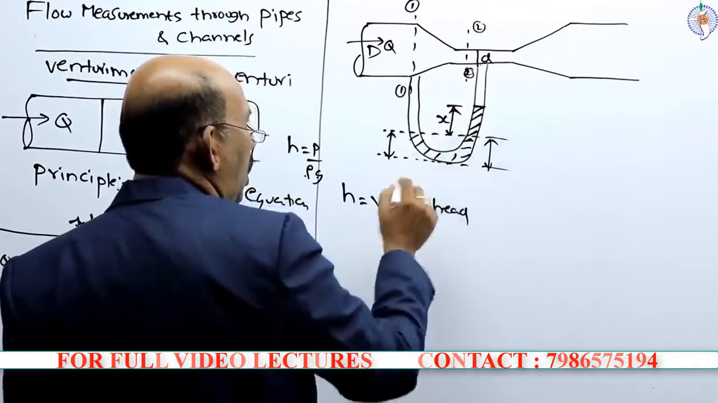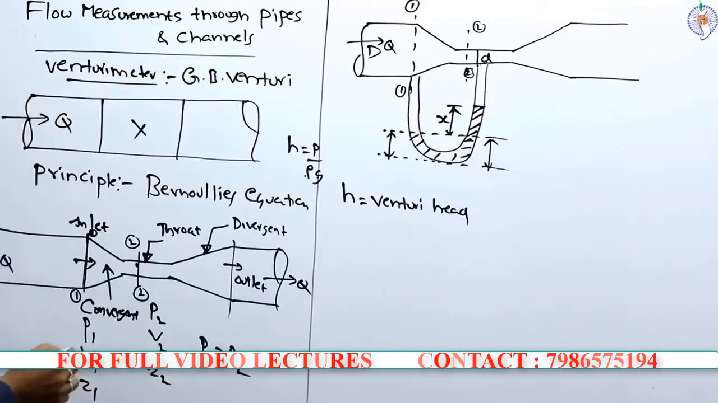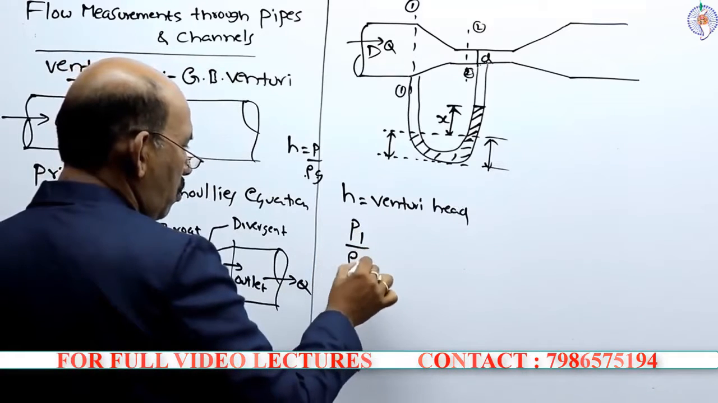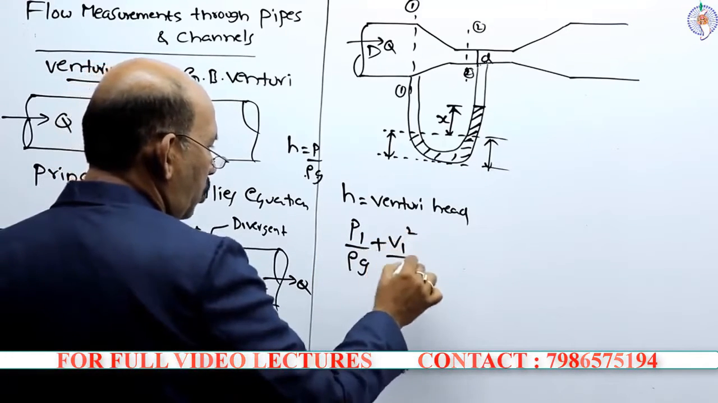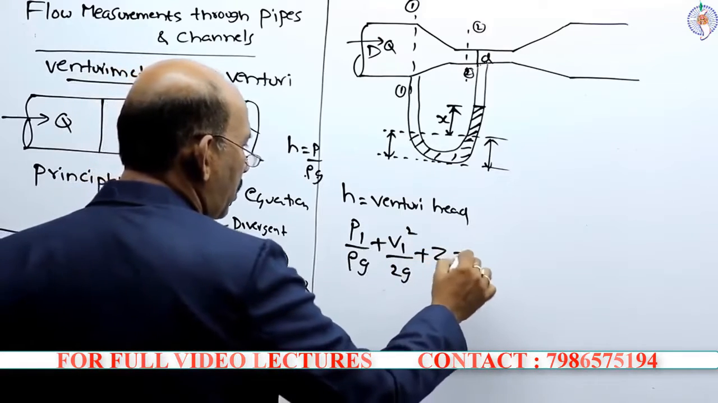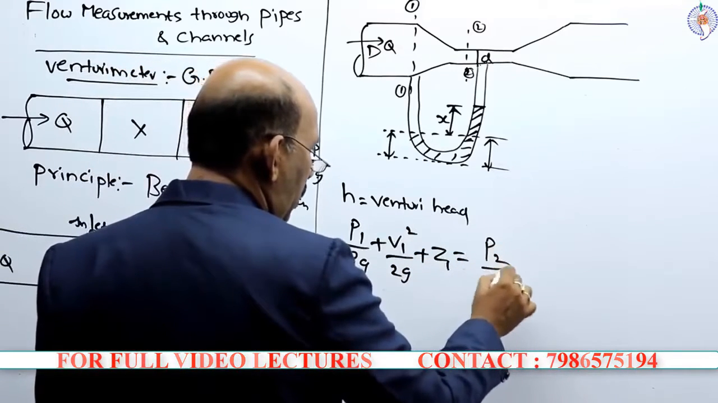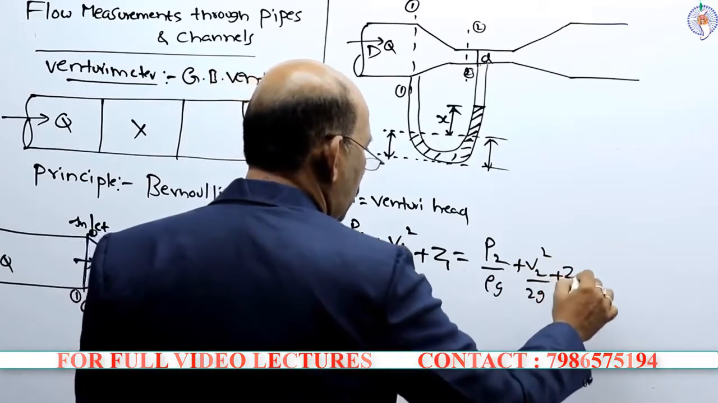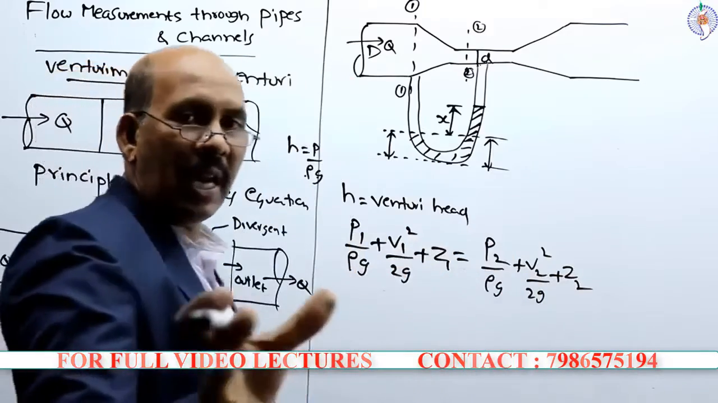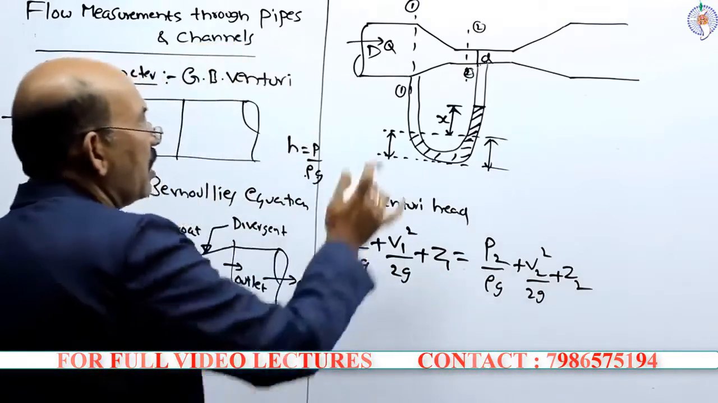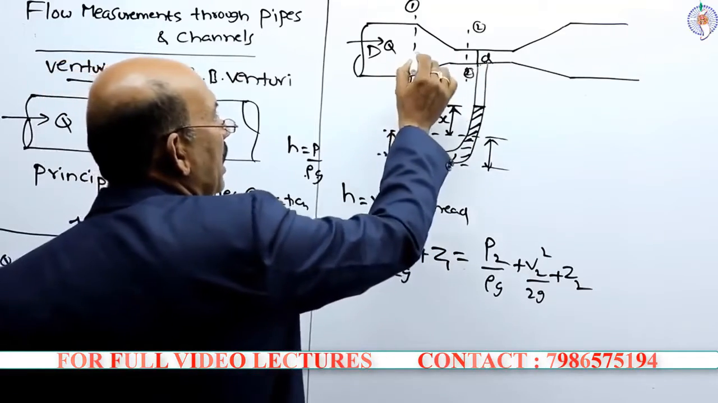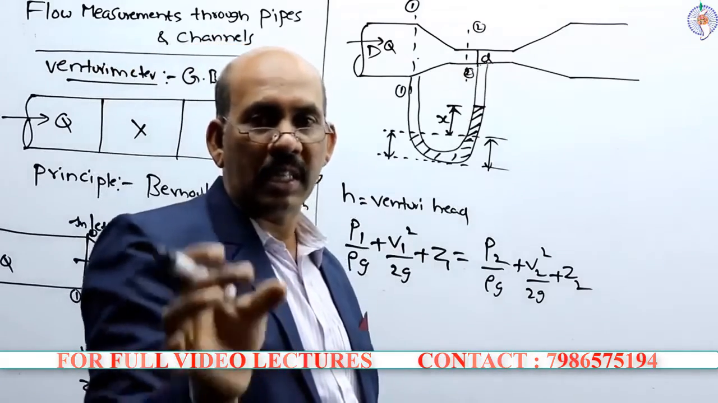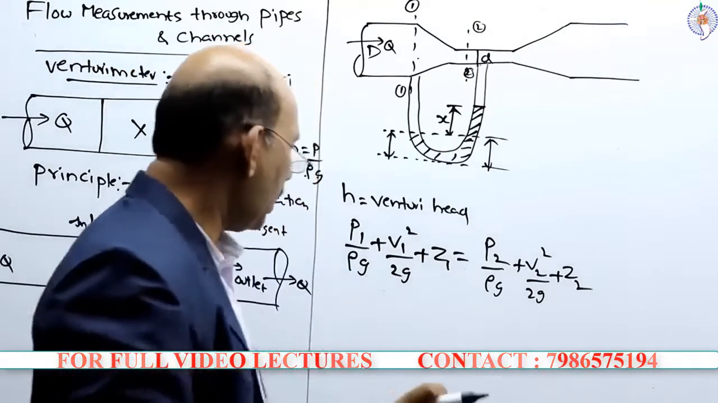According to this, the pressure P1, V1, Z1. So P1 by rho G plus V1 square by 2G plus Z1 is equal to P2 by rho G plus V2 square by 2G plus Z2. This is Bernoulli's equation, applied between these two points, neglecting the losses from this point to this particular point.